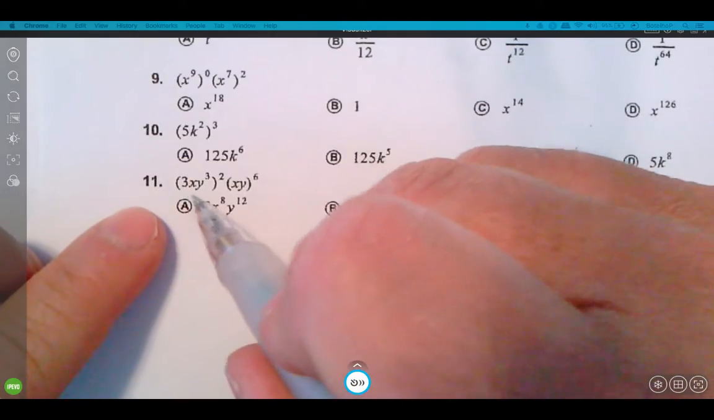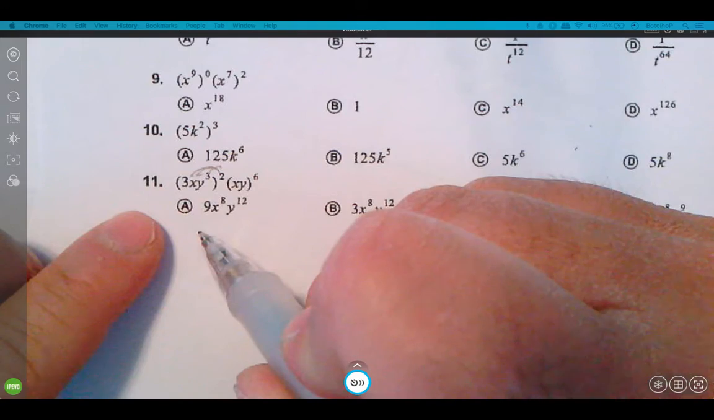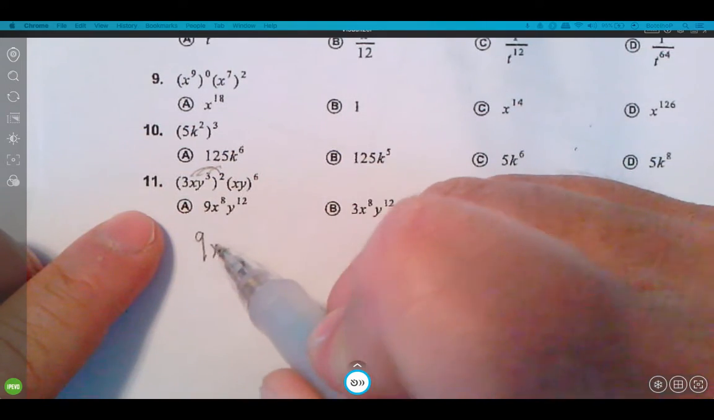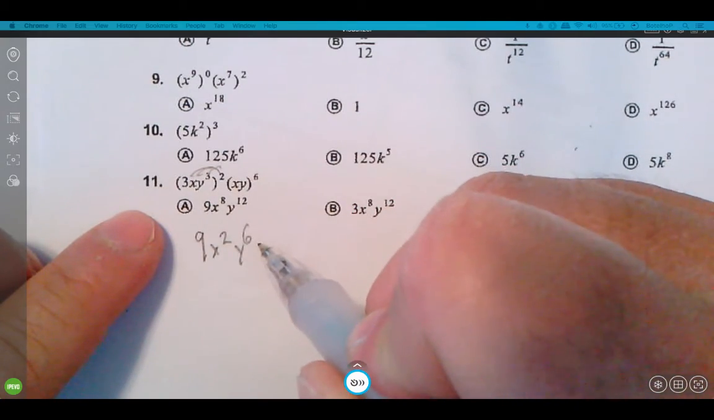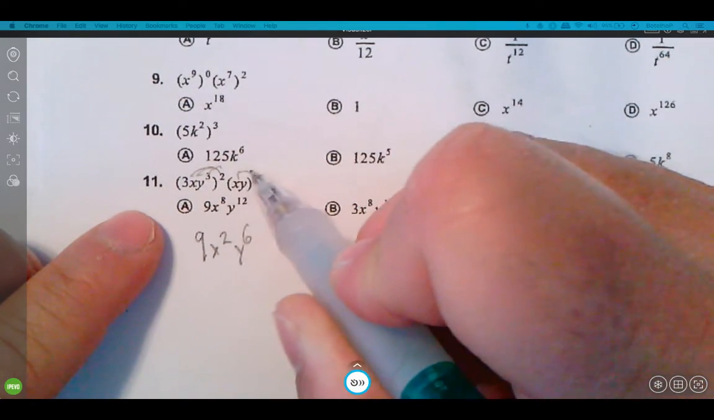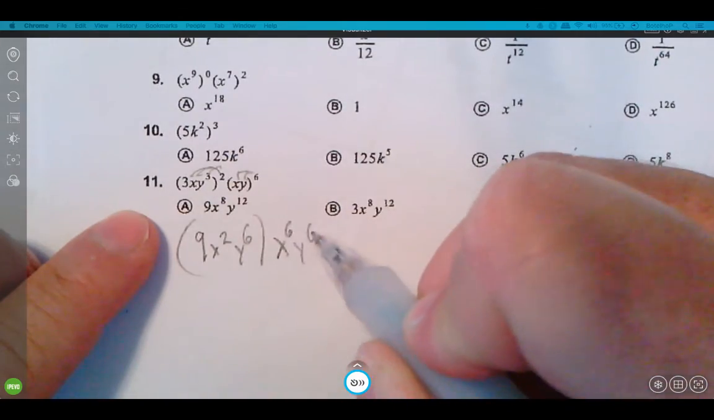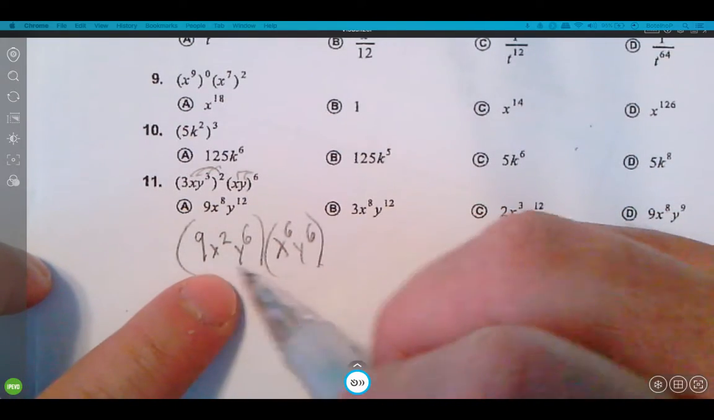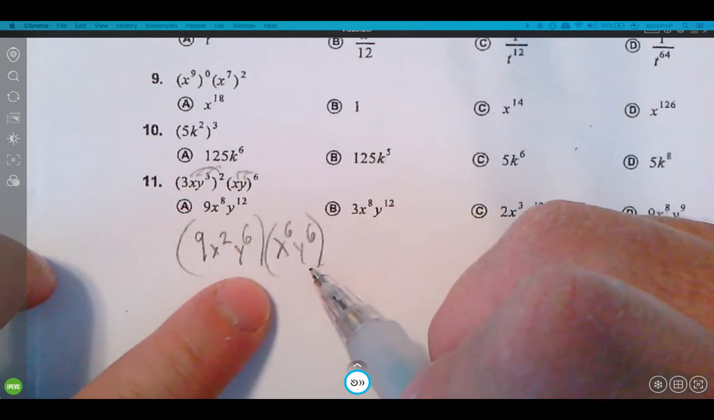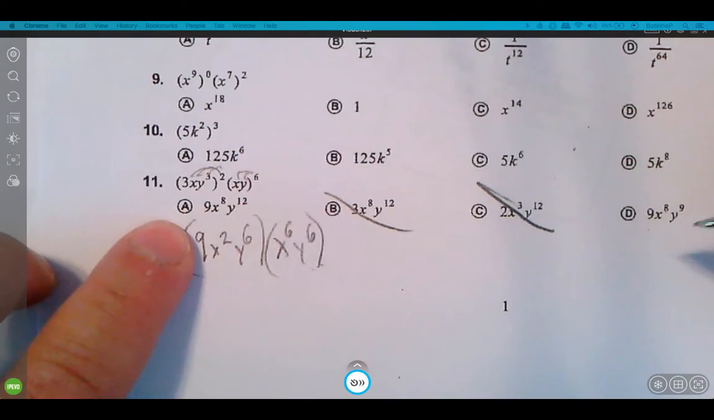Number 11 is the hardest, so I'll definitely start you off with that. Here, like I said, you distribute everything. So you get 3 squared is 9, x squared, y to the 2 times 3 is 6. And then here, distribute the 6 to everything, x to the 6, y to the 6. And then you've got to add the exponents, okay, for the x's and the y's. So it looks like your answer is going to be either A or D.